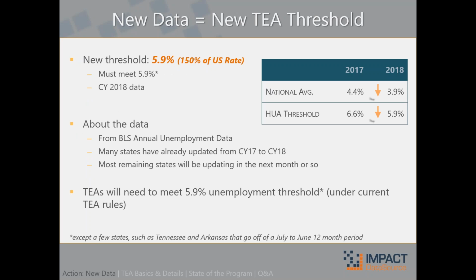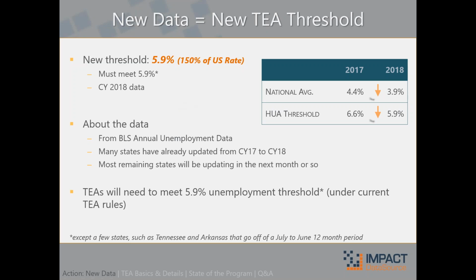rate. This year we're worried about 2018 data. The states are now switching over from last year's calendar year 2017 data to calendar year 2018 data. The 2018 U.S. unemployment rate was 3.9%. So the new threshold that we're looking to hit is 5.9%, down from 6.6% last year. Many states have already updated to this new data, and most of the remaining states will be updating in the next month or so.